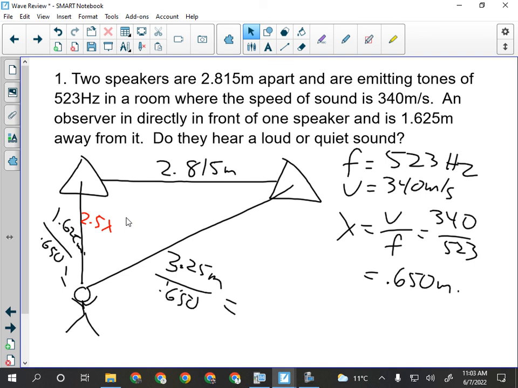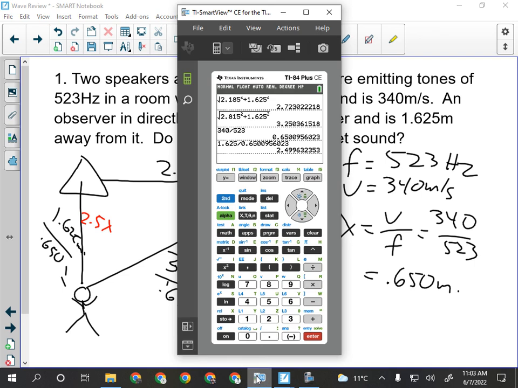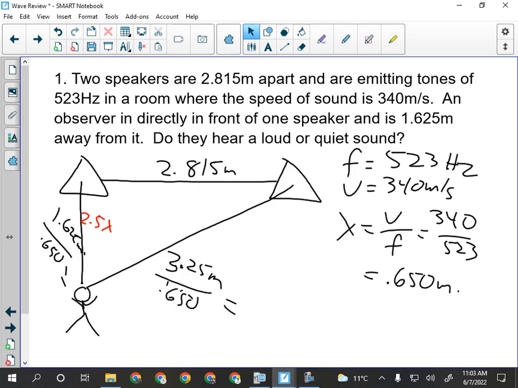Okay, and I got to do the same thing here. So 3.250. So I'll take that number. So I'm using all the decimals and divide it by that number. Is that close enough to 5? Okay.